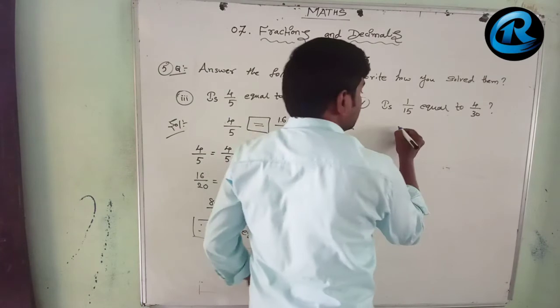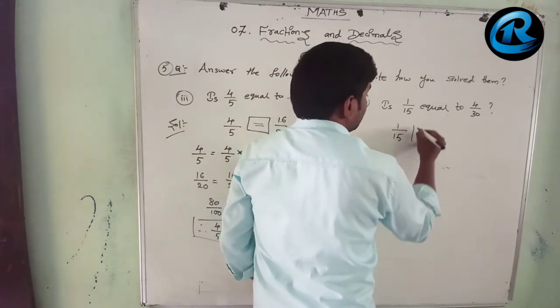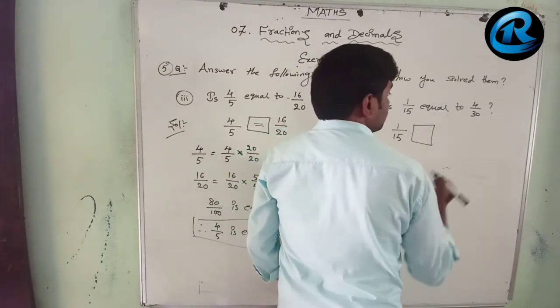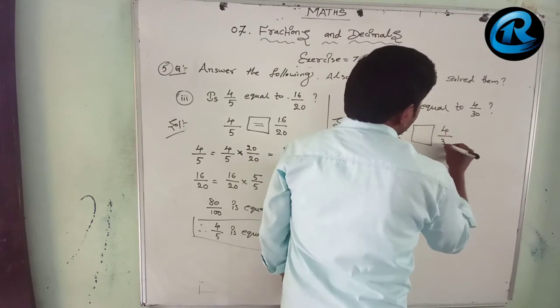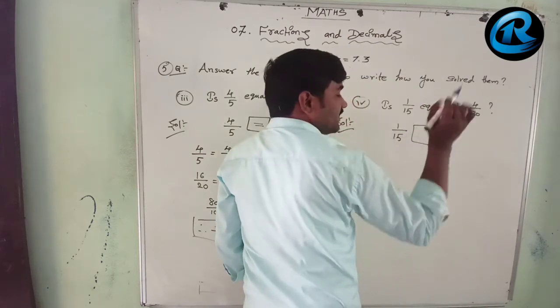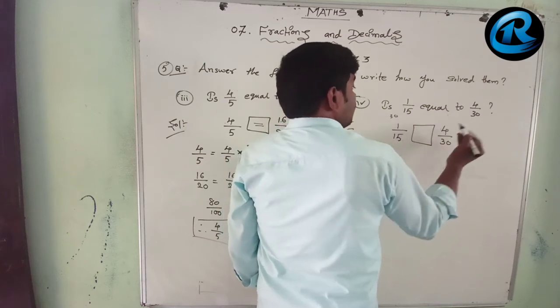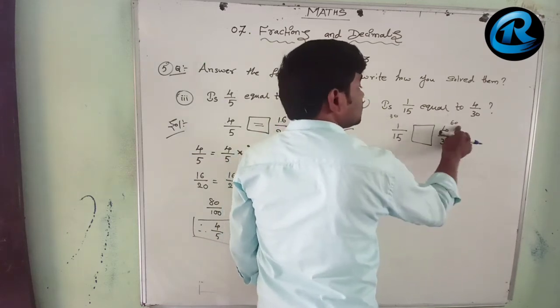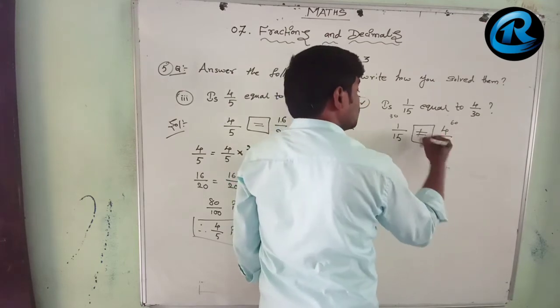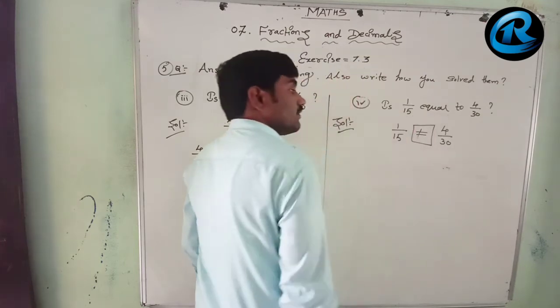Here let us do the same thing now. 1 by 15, and here 4 by 30. Let us do our cross multiplication once again. 1 into 30 is 30. Here 15 into 4 is 60. 30 and 60, how can they be equal? They are not equal. So let us write not equal.